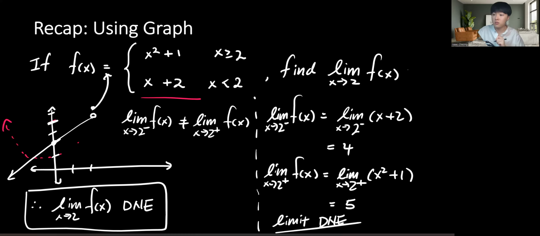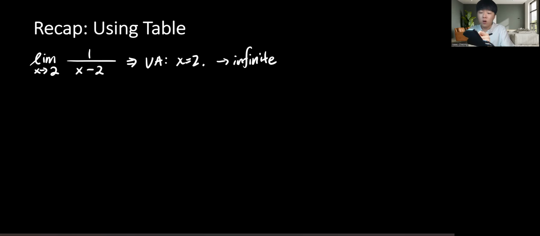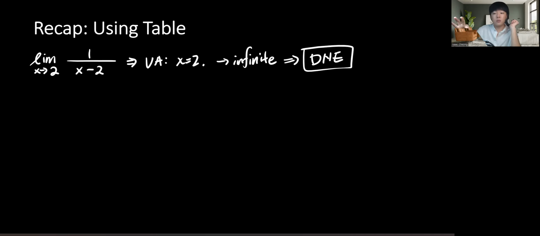Next, we can actually evaluate it using a table. By the way, here the answer must be DNE, right? Because I told you that this means there's a vertical asymptote at x equals 2. And a vertical asymptote always means that the limit is going to infinity, and an infinite limit is always a DNE, right? So this limit has to be DNE.